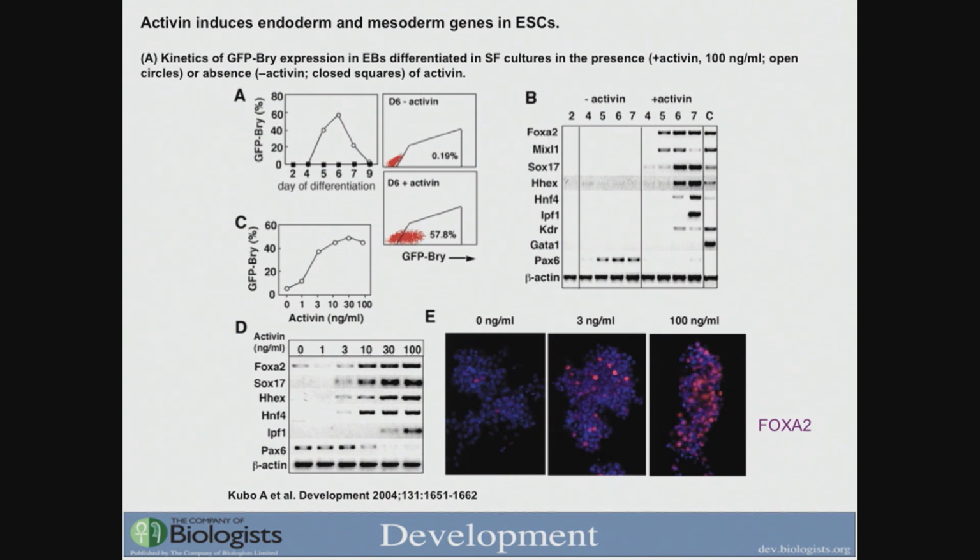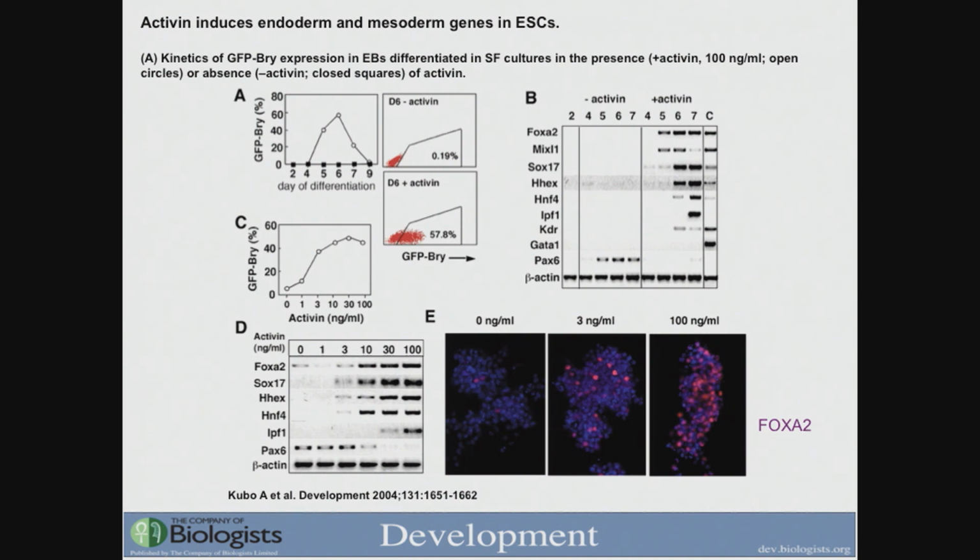Dose concentration of activin would obviously be interesting to know. So here is just a dose kinetic. This is on day 6, where they just used different doses of activin and measured the percentage of GFP brachyury. And as you can see, with as little as 3 nanograms per ml, you're seeing a pretty impressive percentage of GFP brachyury positive cells. And those increase slightly as the doses increase.